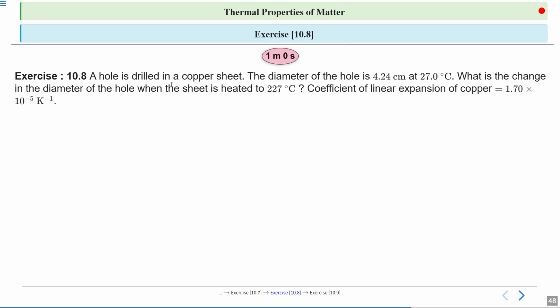A hole is drilled in a copper sheet. The diameter of the hole is 4.24 centimeter at 27.0 degrees Celsius. What is the change in the diameter of the hole when the sheet is heated to 227 degrees Celsius? Coefficient of linear expansion of copper is 1.70 into 10 raised to the power minus 5 per Kelvin. Alright, please solve this question. You have some time.